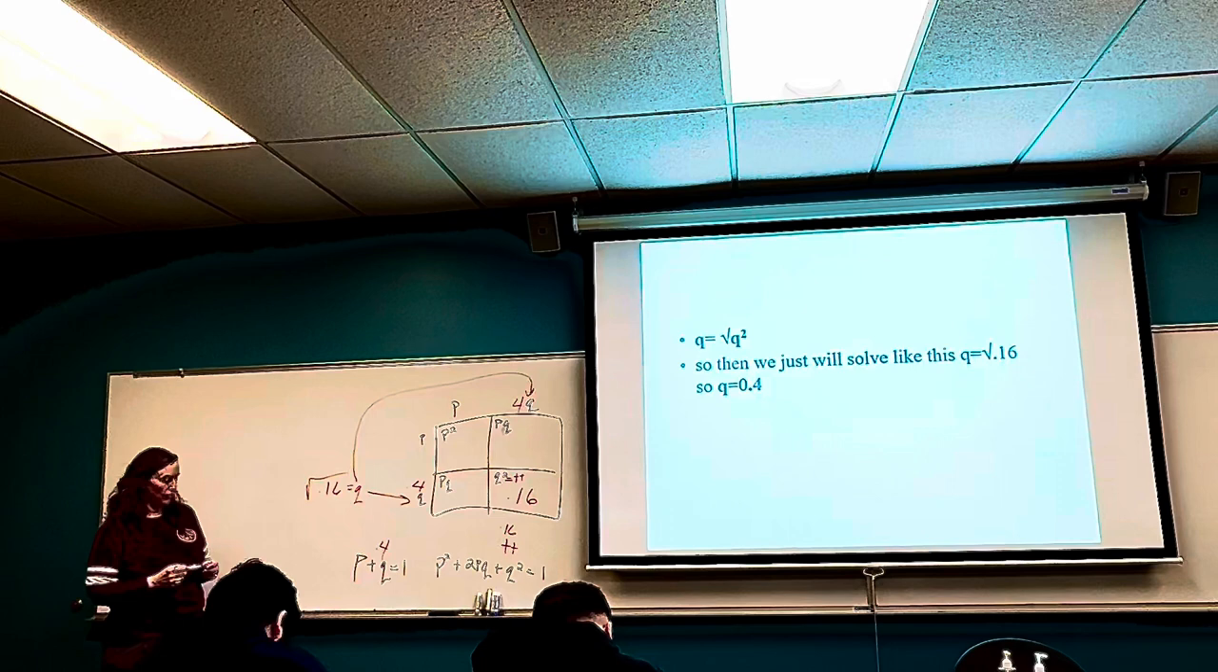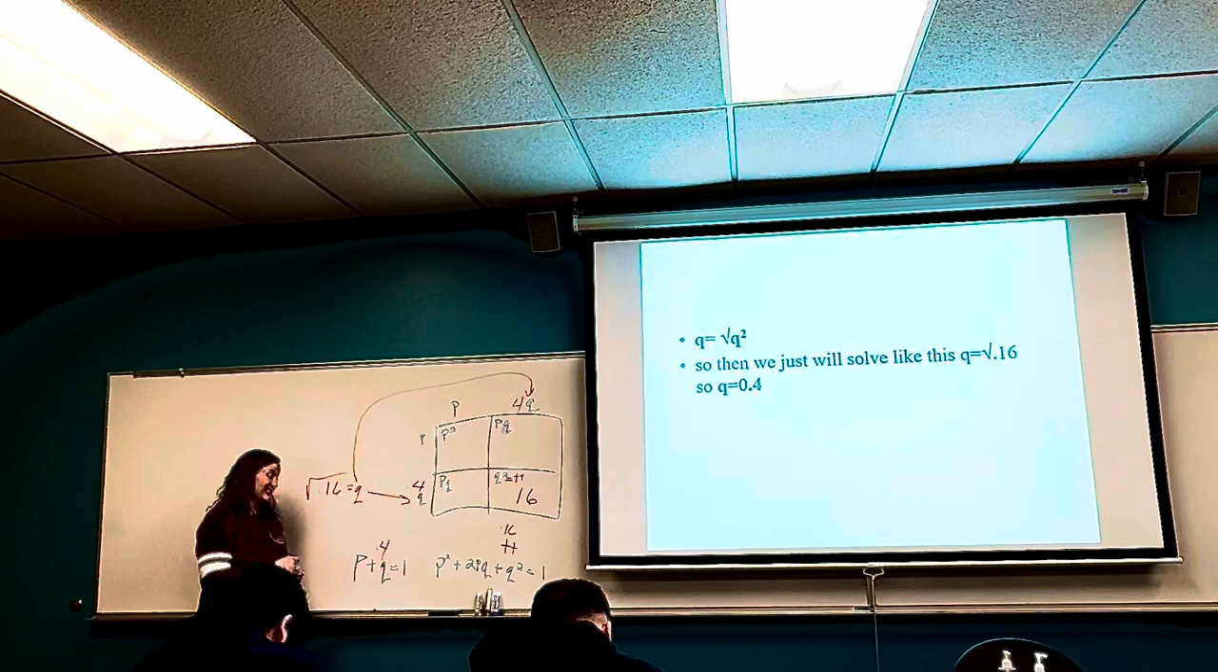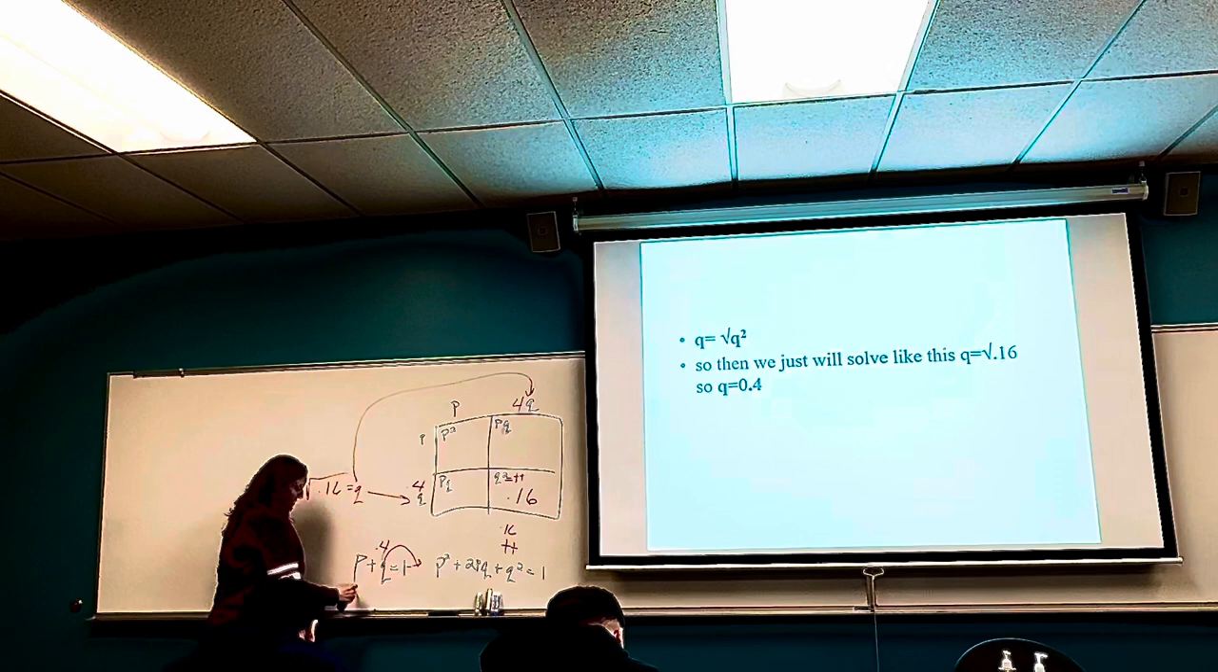Now, we have two equations that we're working with. This one, we only need one more factor. We have p plus q equals 1. We can change that by moving that here and subtracting it so that p is 1 minus q.